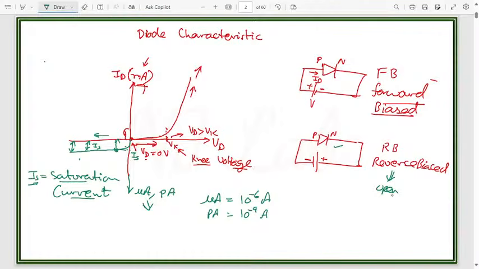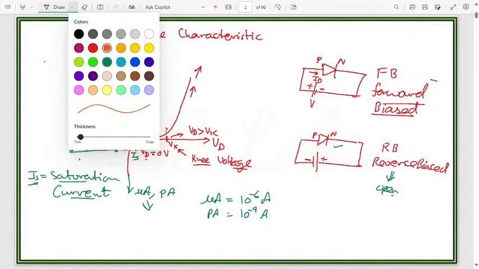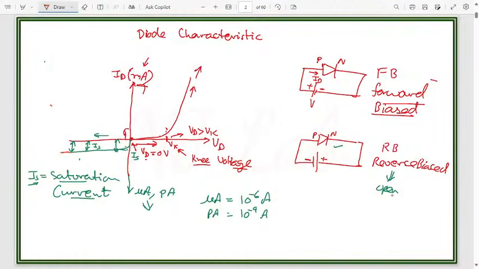Now, if we increase the voltage further, then at some particular voltage there is a sudden increase in the current. In the reverse bias also, there is a sudden increase in the current, and this voltage is known as VBR, the breakdown voltage. Breakdown voltage is the voltage in the reverse bias at which the diode starts conducting current.